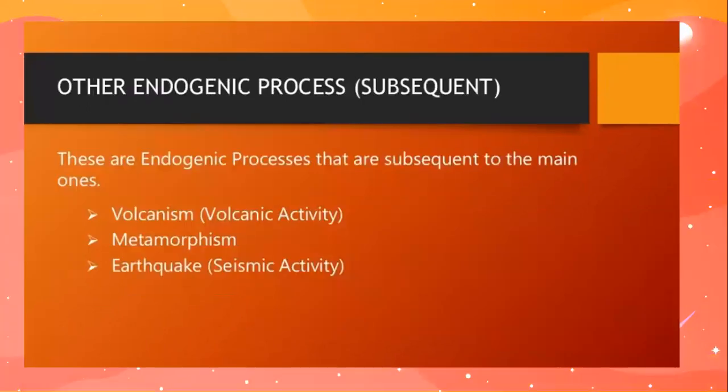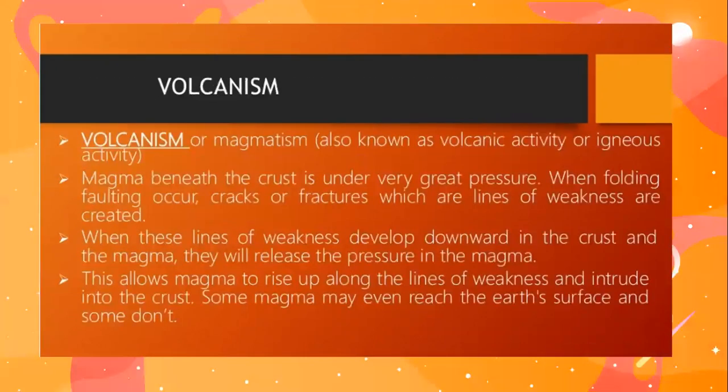So these are other endogenic processes aside from the folding and the faulting. We have the volcanism, metamorphism, and earthquake. When we say volcanism or magmatism, this is the volcanic activity that creates the igneous rocks. It is also called igneous activity. This allows magma to rise up along the lines of weakness and intrude into the crust. Some magma may even reach the Earth's surface and some don't.